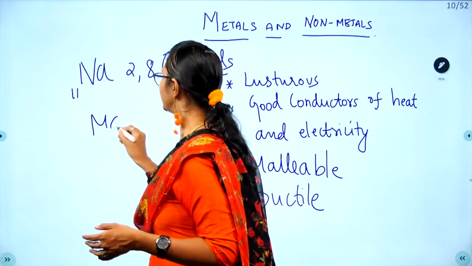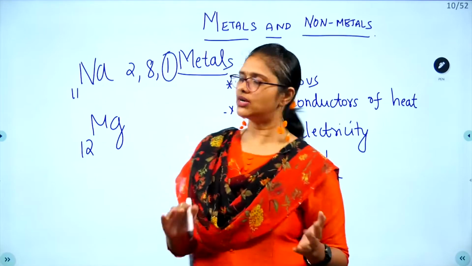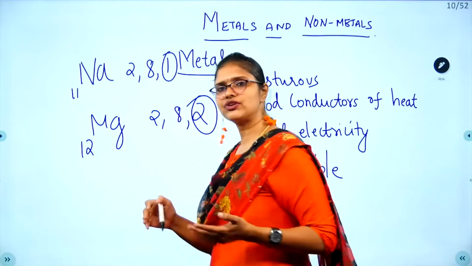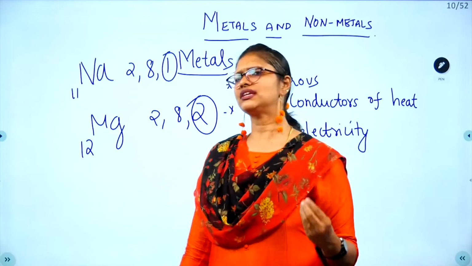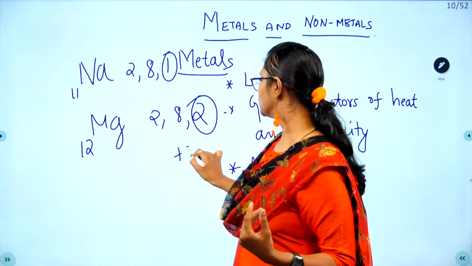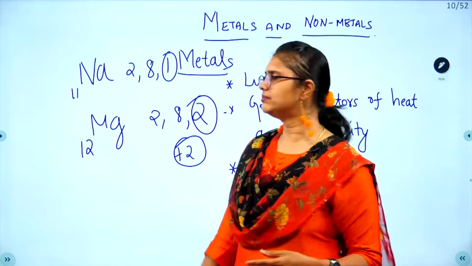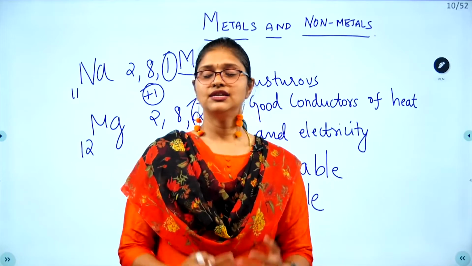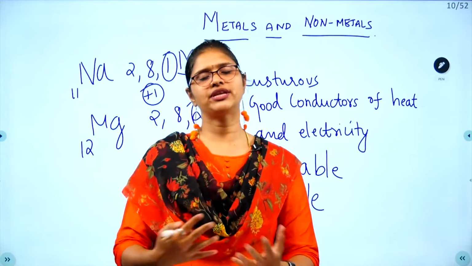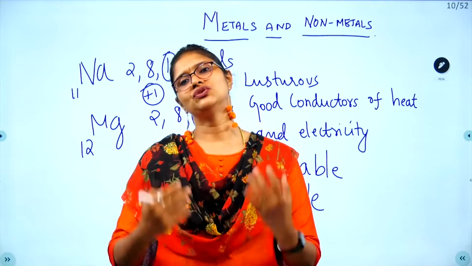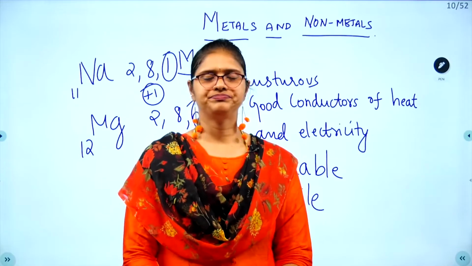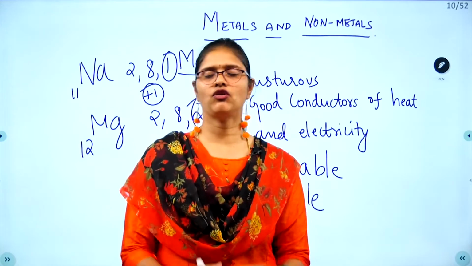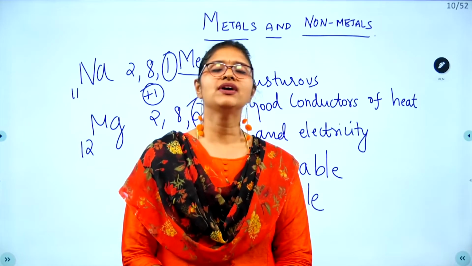For example, magnesium, atomic number is 12. What is the electronic configuration? 2, 8, 2. Now here 2 electrons are extra, right? So it donates 2 electrons. So what is the valency of magnesium? Plus 2. What is the valency of sodium? Plus 1. So what is a metal? Metal generally loses electrons. They have the tendency to donate electrons. Then it's called metal. Alright. So metals always have positive valency. They always give electrons.